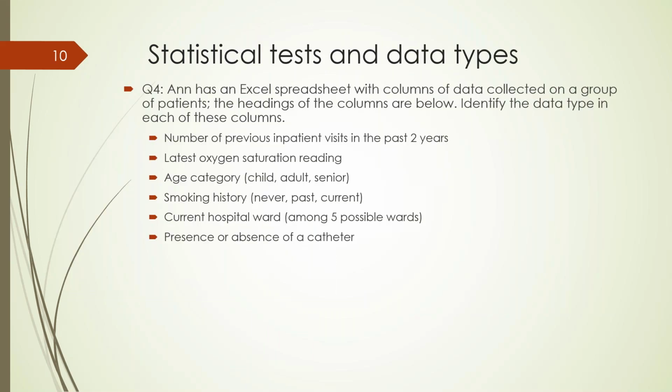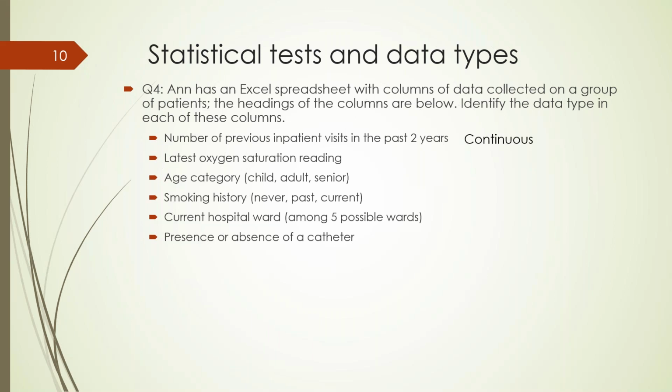Okay, now getting into a more challenging area that students sometimes get a bit confused about. We'll go through this step by step, so hopefully this will help. Question 4: Anne has an Excel spreadsheet with columns of data collected on one group of patients, and the headings in the columns are listed below. Identify the data type in each of these columns. First, the number of previous inpatient visits in the past 2 years for each of the patients in that group. Actually, we'll go through them one at a time.